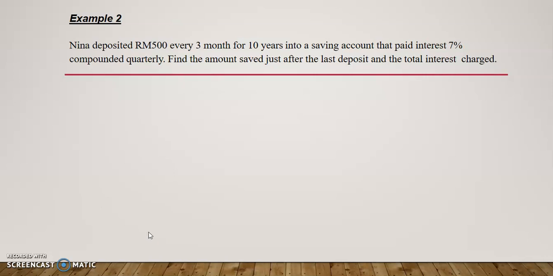Let's continue with this example number 2. Nina deposited 500 ringgit every 3 months for 10 years into a savings account that paid interest 7% compounded quarterly. The keyword in this question is every 3 months. That means this 500 ringgit is invested every 3 months for 10 years. So this is an annuity problem, not the normal compound interest problem.